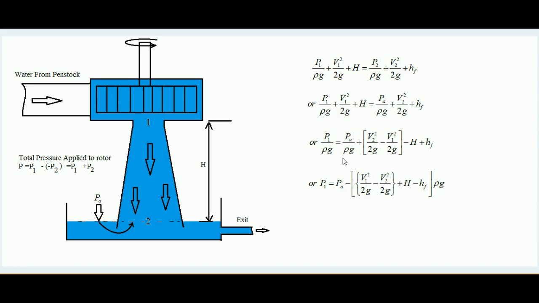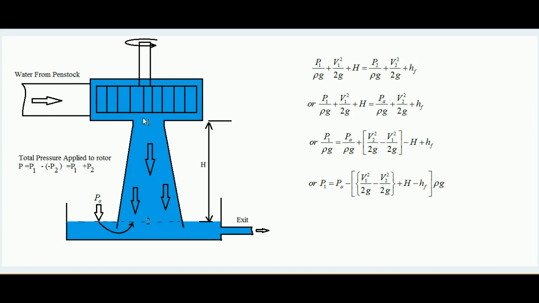Okay, now what we see over here, in case we are taking this equation, is that we need more and more vacuum over point 1, meaning the less the P1 is, the more amount of work done can be available with the runner. So we need P1 as less as it could be.